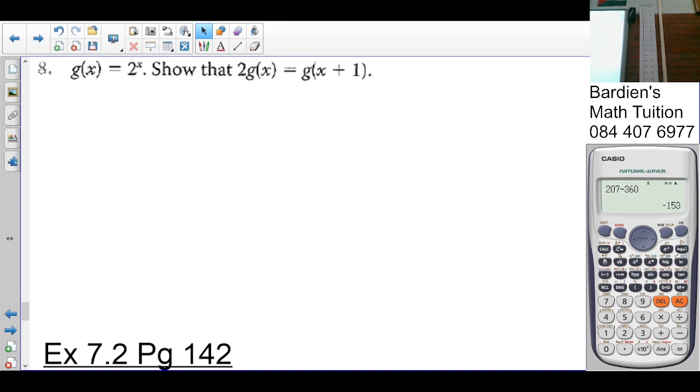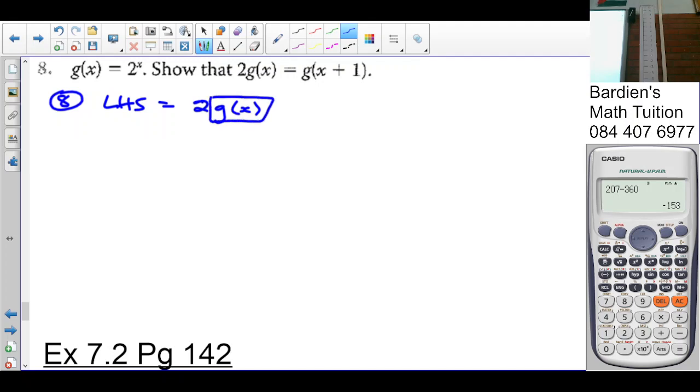Number 8. Show that. You see how nice the show that questions are? So g of x equals 2 to the x. The left hand side equals 2 times g of x. So hang on. g of x is equal to 2 to the x. So it's 2 times 2 to the x. When we multiply and the bases are the same, what do you do to the exponents? Add them. So that's 1 plus x, or x plus 1. Let's look at that. Is that the same as this side?